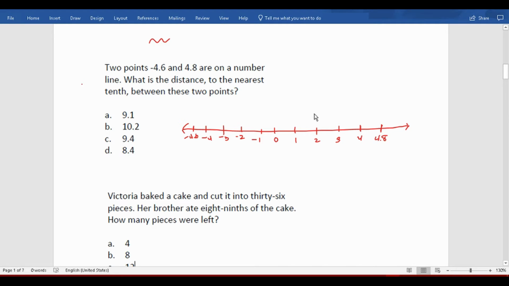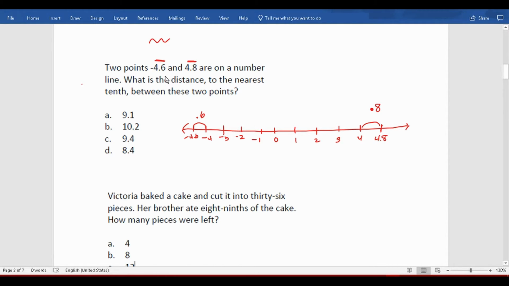The first thing I'm going to do is find out how far these two are from whole numbers. As we can see here, to go from 4 to 4.8, that's a distance of 0.8. So I know from here to here is 0.8. And similarly, to go from negative 4.6 to negative 4, I know this is a distance of 0.6. Again, that's from here to here.